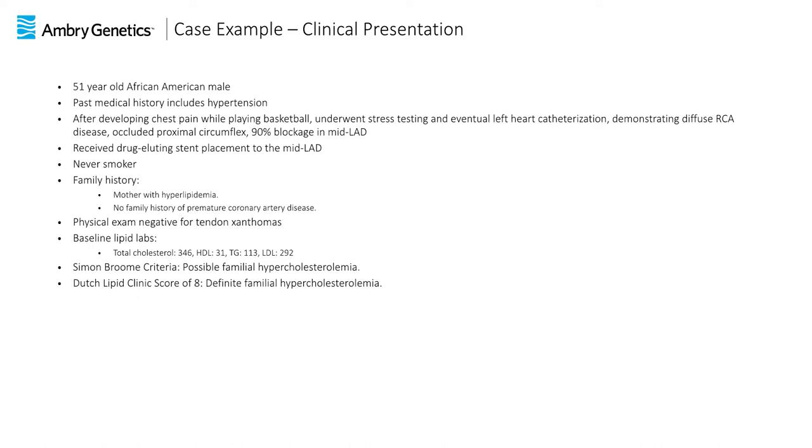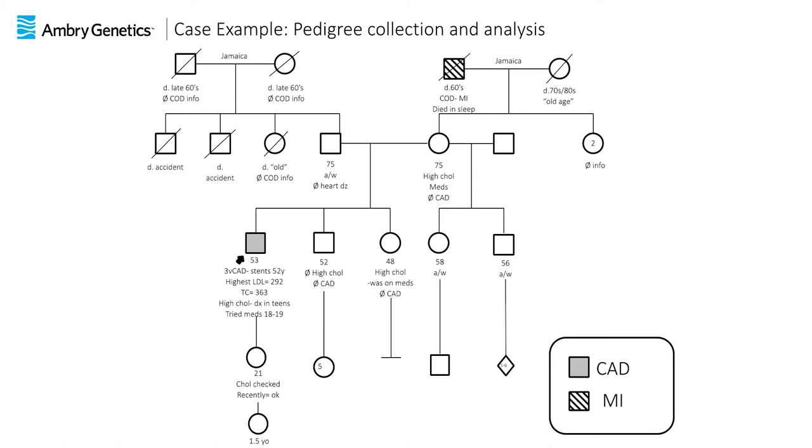This shows this patient's pedigree. As you can see, there is not a strong family history of coronary artery disease. Both of his parents are 75 years of age. His father, represented by the square, is overall alive and well, or healthy, with no known heart disease. His mother is 75 and is reported to have high cholesterol and is on medication. She does not have any known coronary artery disease. This patient's maternal grandfather did die in his 60s due to a myocardial infarction in his sleep.